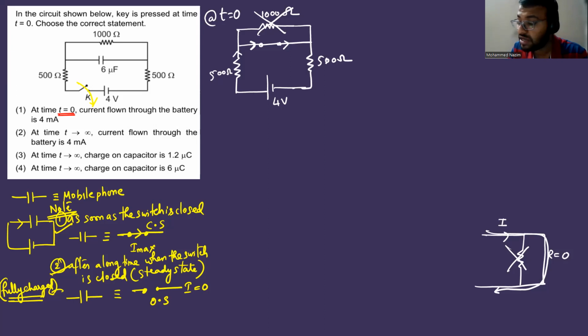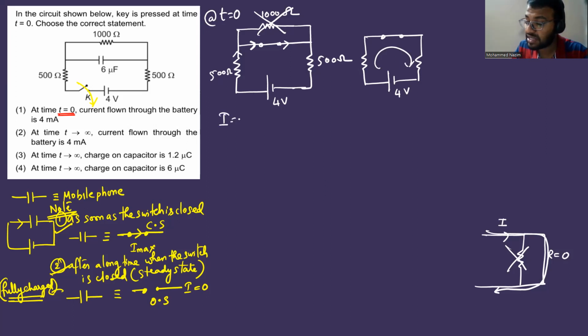Are you getting it? Now here, what is the current? How are the 500 ohm and 500 ohm connected? It is very simple. It is just a one loop question now. This is 500, this is 500, and this is a 4-volt cell. Therefore, both are in series. It's one loop, so one current will flow.